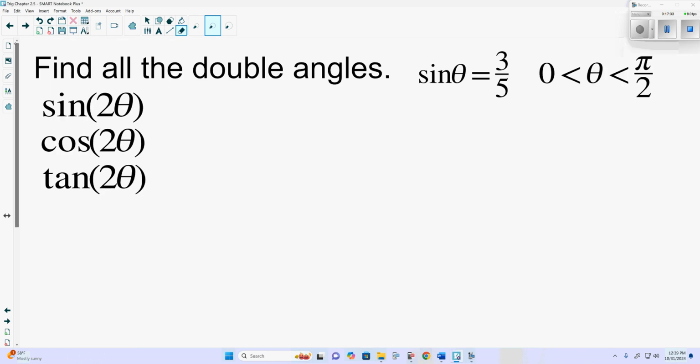We're going to look at another one. Find all the double angles, given that sine is equal to 3/5, and our angle is between 0 and pi over 2. So we're in the first quadrant. And if we set this triangle up, sine is opposite over the hypotenuse, and the adjacent side would be 4, because it's a 3, 4, 5 right triangle.